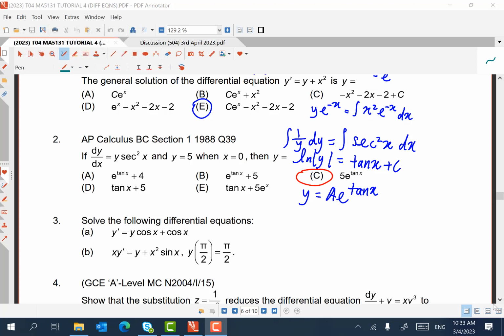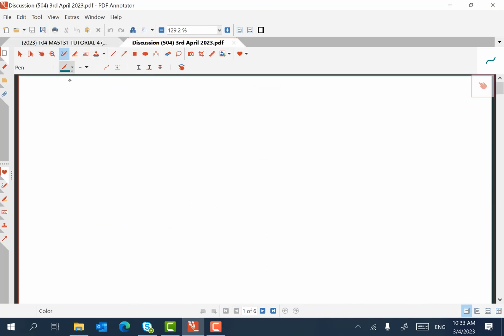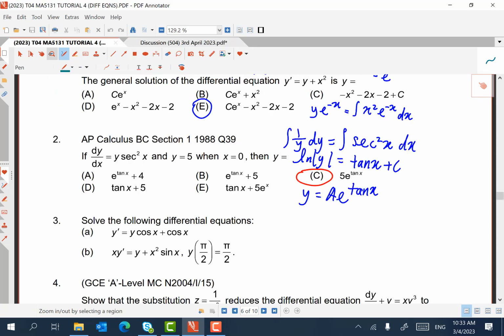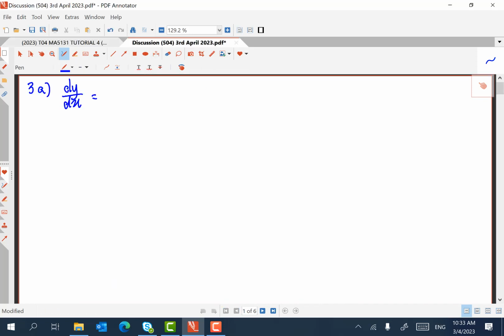So the intention for 3a is like this. 3a, it is dy/dx equals y cos x plus cos x. We will treat this as a first order linear differential equation by rewriting this as dy/dx. Maybe I write like this to make it very clear.